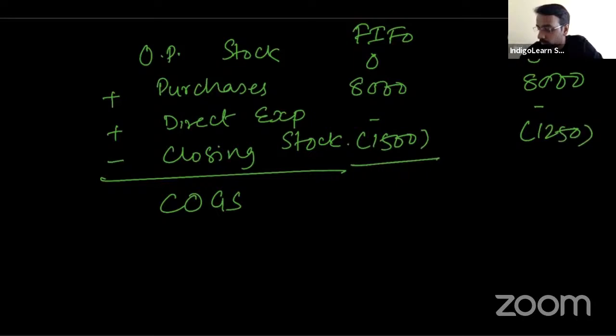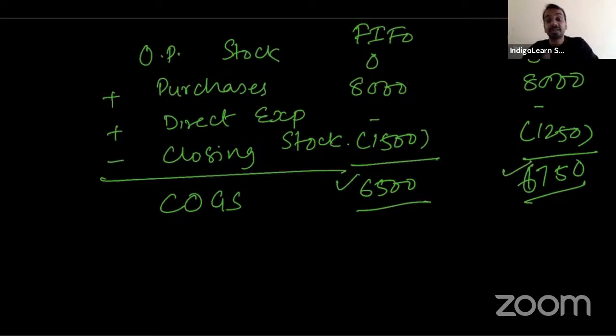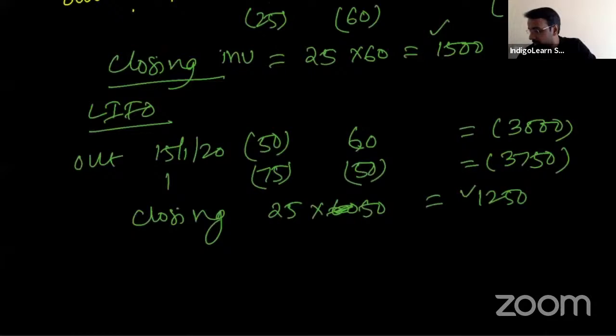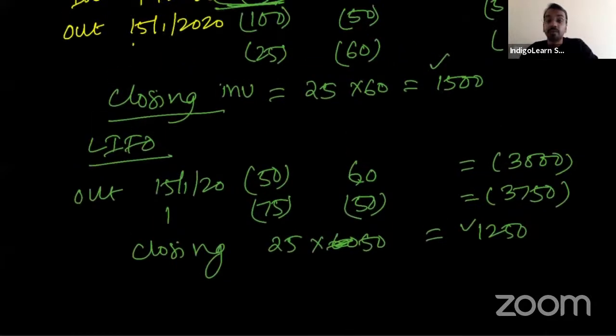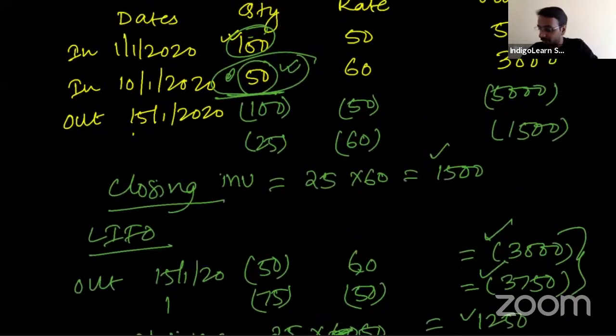Now we can see the COGS is 6,500 here and 6,750 here. This is the difference when you use different methods of inventory valuation. Here also you can cross check: 3,000 plus 3,750, this was your COGS, which is 6,750. And here 5,000 plus 1,500, which is 6,500.